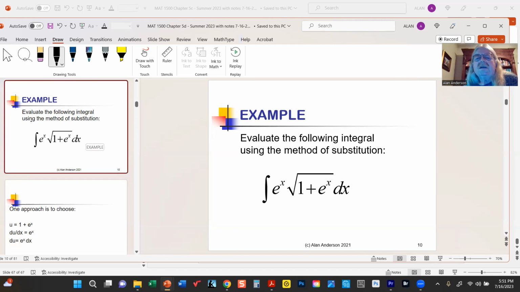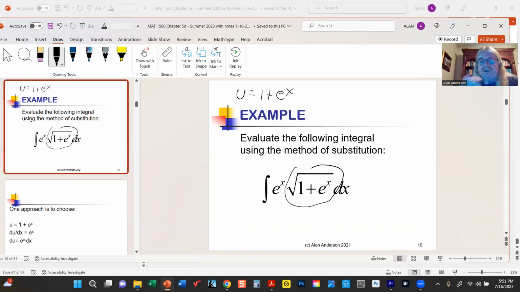So why don't we try u equals 1 plus e to the x, because this is the only obvious composite function. So that would indicate that du dx is e to the x, or du is e to the x dx. So do we have what we need? It kind of looks like it. I'm just going to rearrange it slightly.